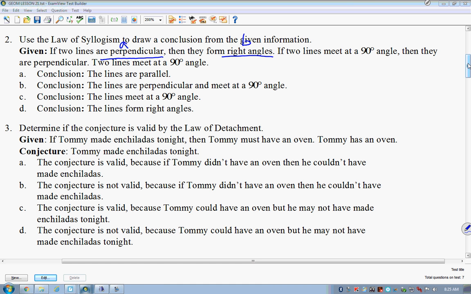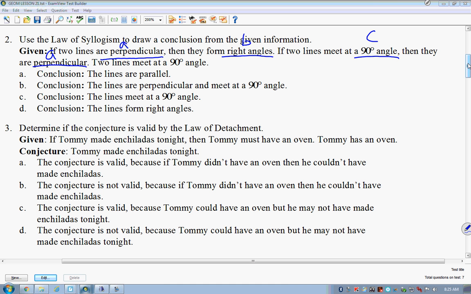B. Okay. If two lines meet at a 90-degree angle, what do you want to underline? 90 degrees. What do you want to call it? C. Then they are perpendicular. What do I want to underline? What do I want to call it?